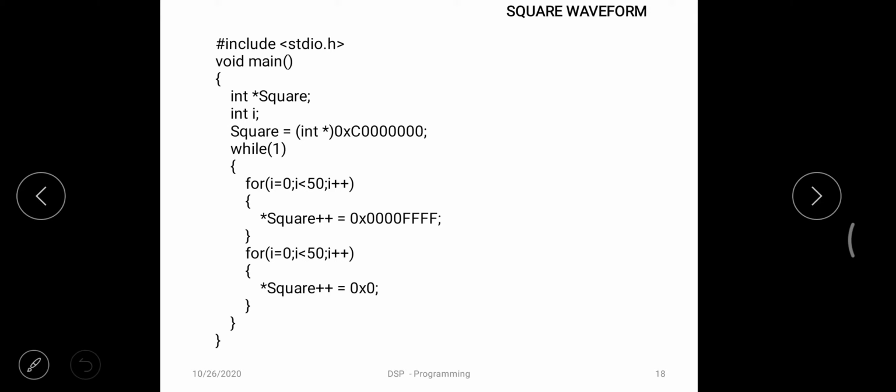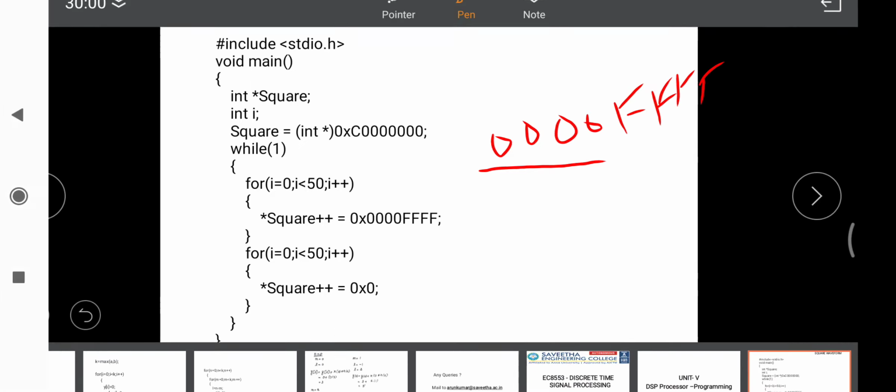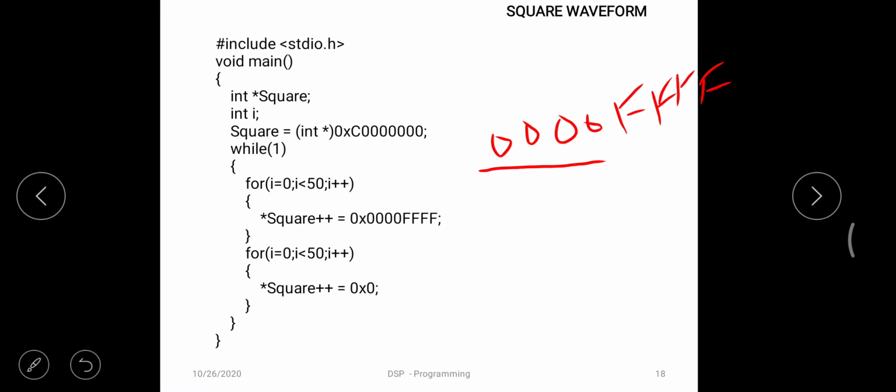It's an infinite loop, so I have taken a while condition. Whenever i is equal to 0 and i is less than 50, I am assigning the values 0x0000, 0xffff for the square. Which means that from my starting value 0 till 50, my value will be 0xffff. This is some constant, so people can take some other values also, and it will execute. I have assigned this for 0 to 50.